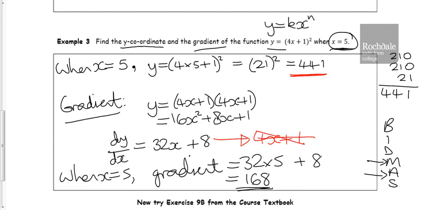The only thing you could do is factorize out a common factor of 8, but there's no point in doing that. So if we put 8 brackets 4x plus 1, that is still equal to 32x plus 8, so that's okay. But again, there's no point in doing this, because we're simply going to sub in x is 5, and that's the end of the question.